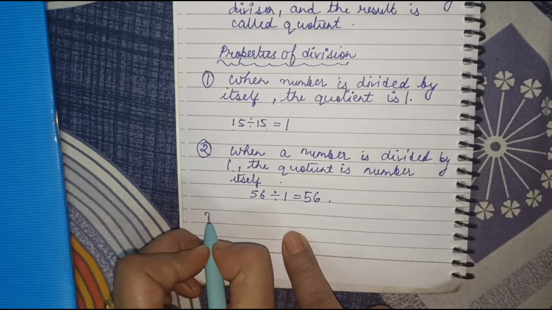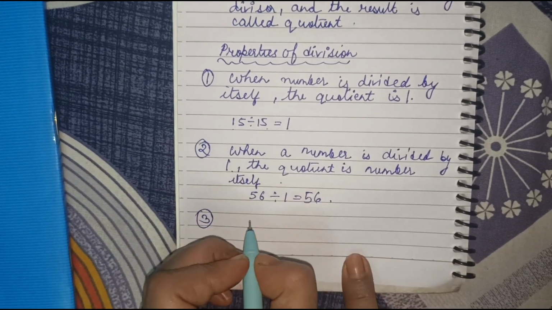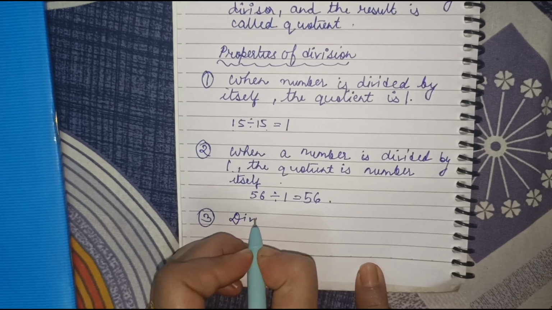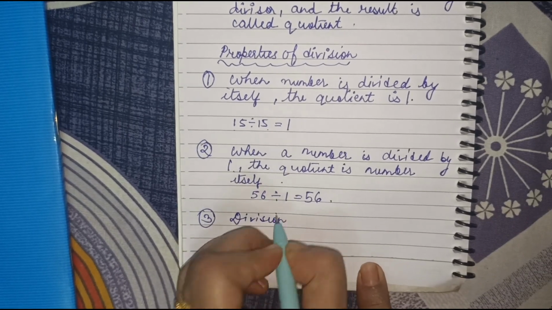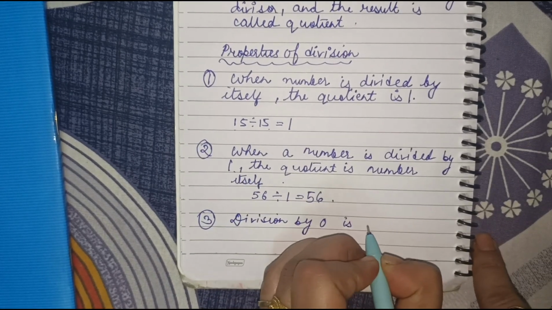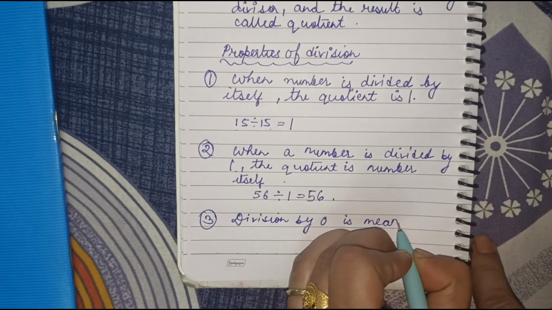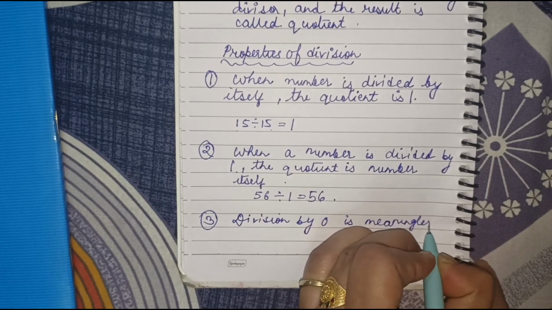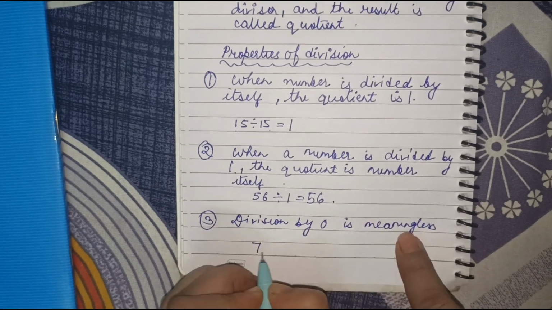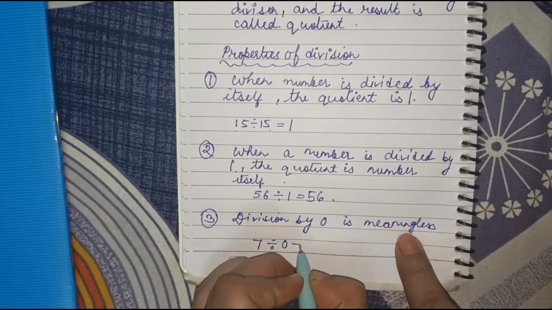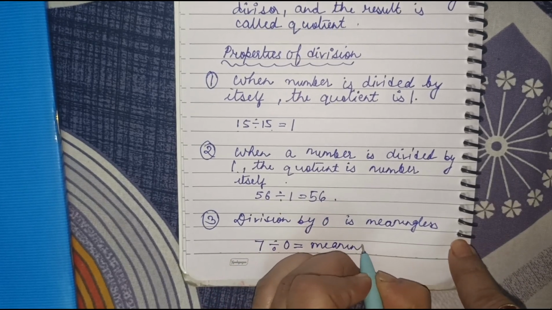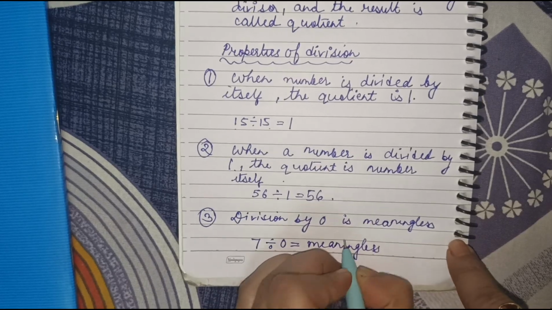Third property says division by 0 is meaningless. Suppose you divide 7 by 0, the answer will be meaningless.